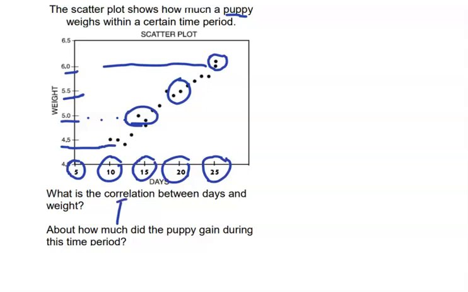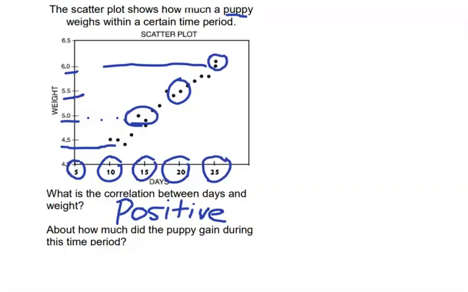So what is the correlation between days and weight? Well, that would obviously be a positive correlation, okay, because the more days that pass, the greater the weight. Okay, it keeps going up in a positive direction. So it's a positive correlation. That's all we have to do for that.